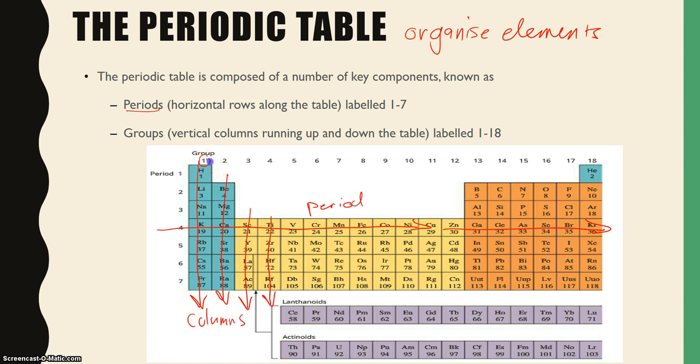The columns are labelled 1 through 18, as you can see, and the periods here are labelled 1 through to 7. So elements are grouped by character within these groups and by character in the period as well. For example, you have highly reactive metals here, you have transition metals here, and across here you have an increasing number of electrons. So these are metals, moving into non-metals, and then moving into noble gases. So you can see trends moving across the table from left to right and from up to down.